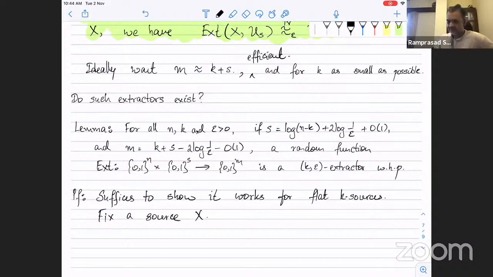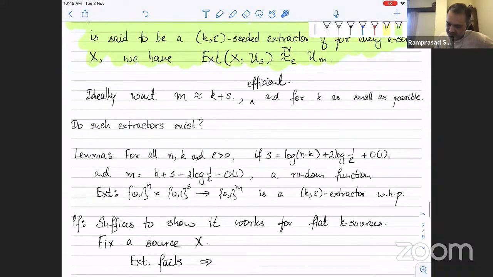And what does it mean to say an extractor fails? It means that the output of the extractor is not within epsilon of the uniform distribution.